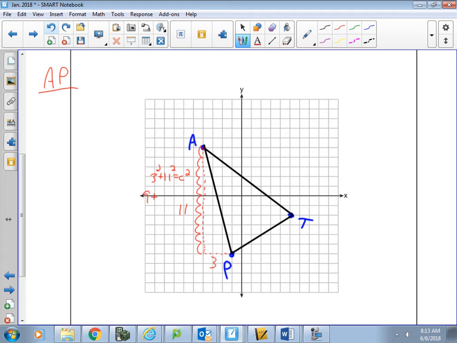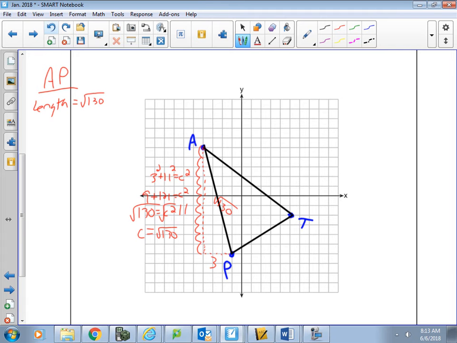So we're going to have 9 plus 121 is equal to C squared. 130 is equal to C squared, and then take the square root. C is equal to radical 130, square root of 130. So I'm just going to put that right here. No need to make it into a decimal because we're just comparing it. All right, so the length here is equal to radical 130.